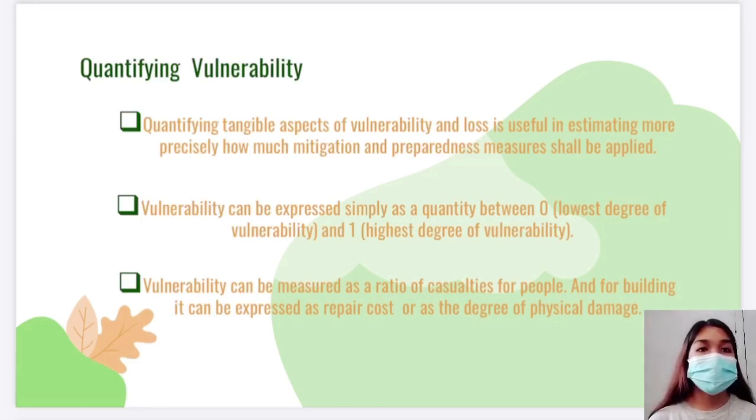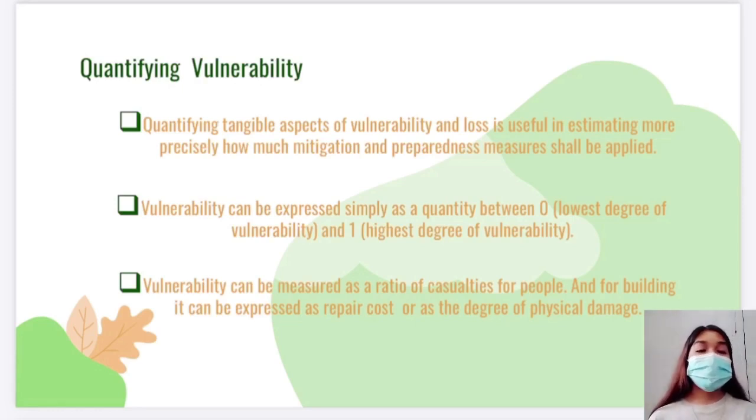Quantifying vulnerability. Quantifying the tangible aspect of vulnerability is useful in estimating precisely how much mitigation and preparedness measures shall be applied. This means that quantifying vulnerability is used to know what preparedness or actions we still need to do, we still need to learn, in order to reduce or lessen the impact on the elements at risk. Vulnerability can be expressed simply between the quantities 0 and 1, 0 being the lowest and 1 being the highest.